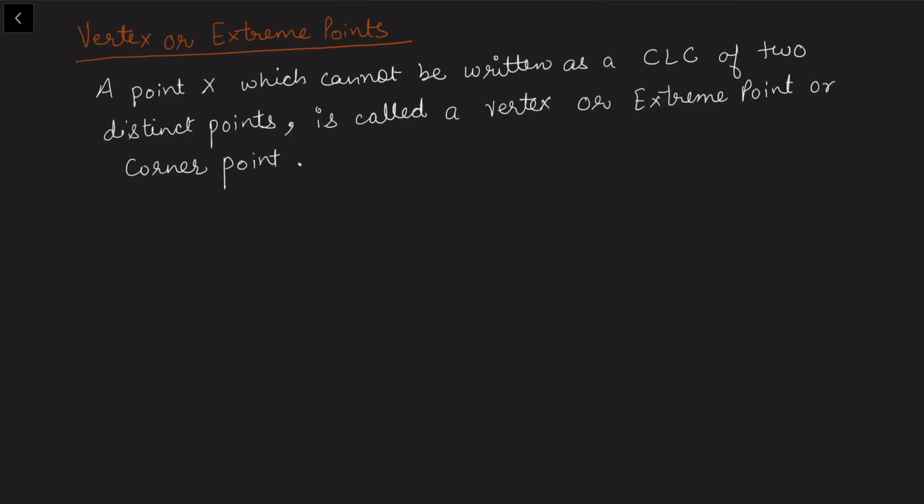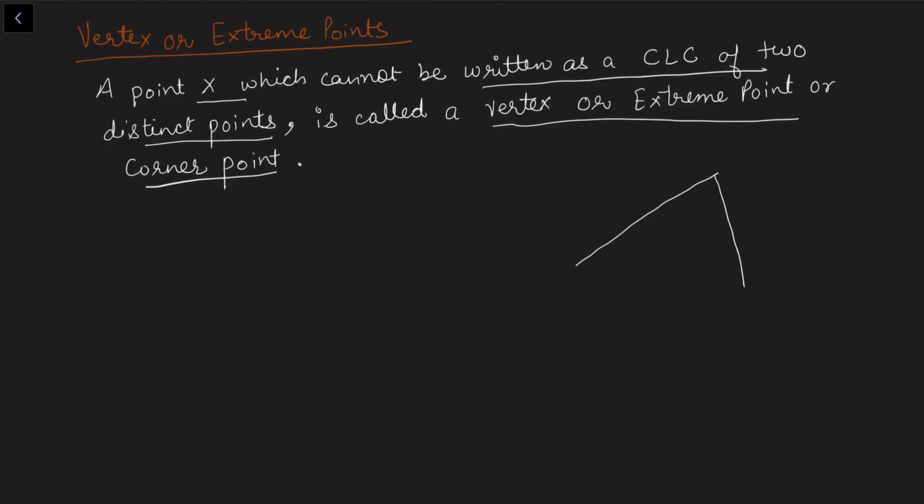Now let us talk about vertex or extreme point. A point capital X which cannot be written as a CLC of two distinct points is called a vertex or extreme point or corner point. Say for example, I consider a triangle here and there are 3 corner points. You can see that these are capital X1, X2 and X3. Say I consider this line segment at this moment. In this line segment, if I take the line joining of these two points, lambda 1 x2 plus lambda 2 x3, this will give me some new point x star which lies on this line segment.